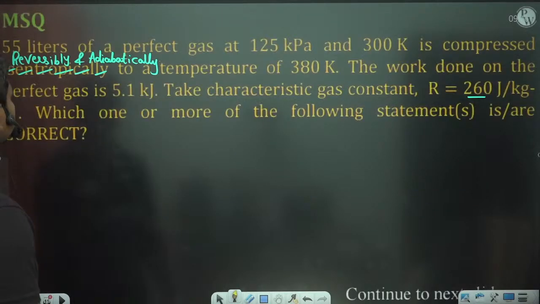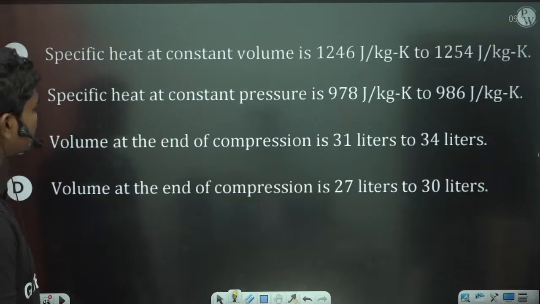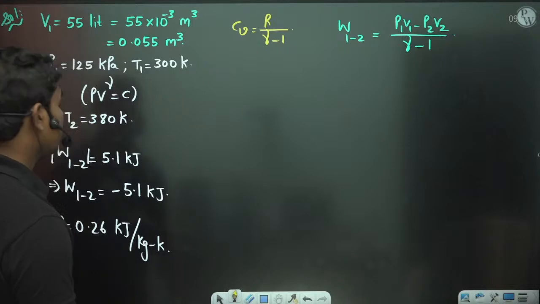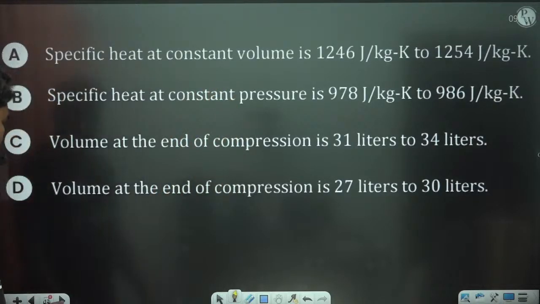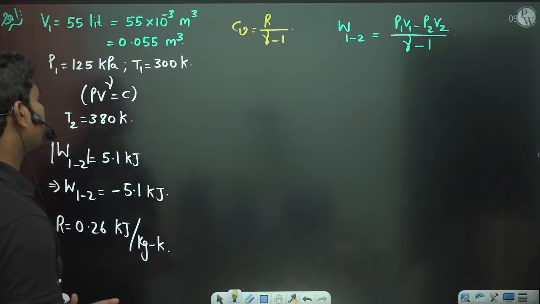Is this a rigid container? No, 55 liters of a perfect gas is contained, 380 Kelvin. Work done on the perfect gas is 5.1 kilojoules. We have to calculate this. CV is equal to this R by gamma minus 1. They have given joule per kg Kelvin. Okay, fine. So we need to calculate gamma somehow. How can we calculate the gamma?